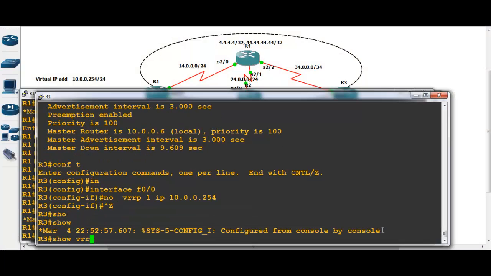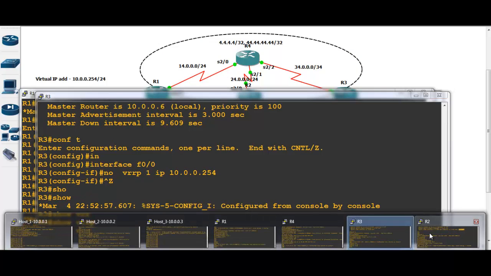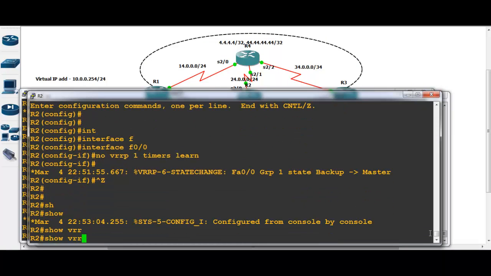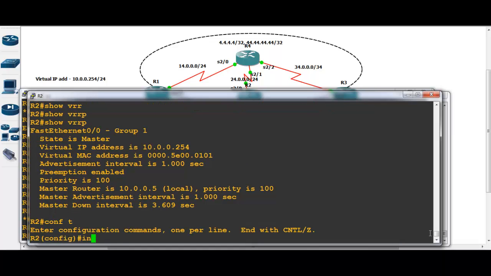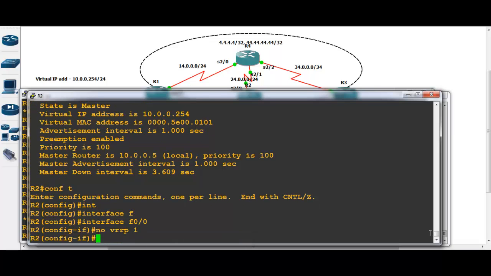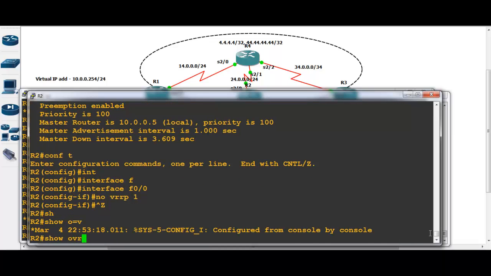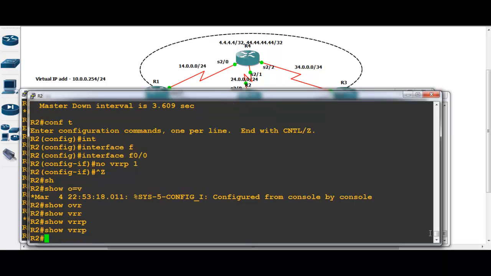Show VRRP. Nothing. Show VRRP. Nothing. Oh, still something is here. Interface FastEthernet 0/0. No VRRP 1. So the group will be removed. Show VRRP. I must not see anything. Okay, I'm not seeing anything.